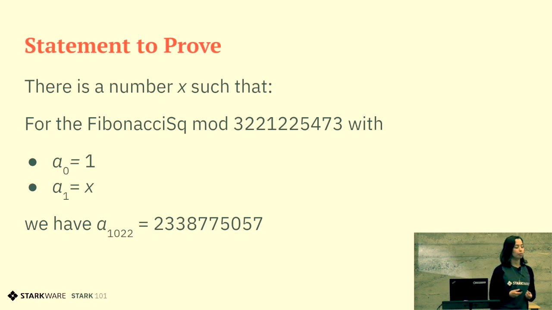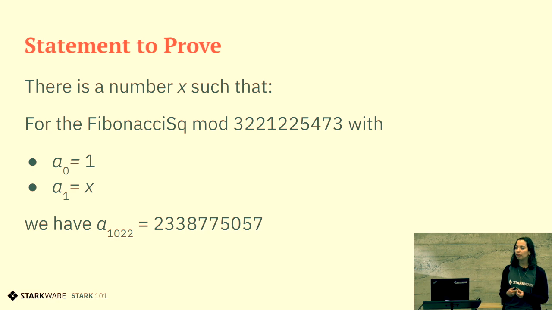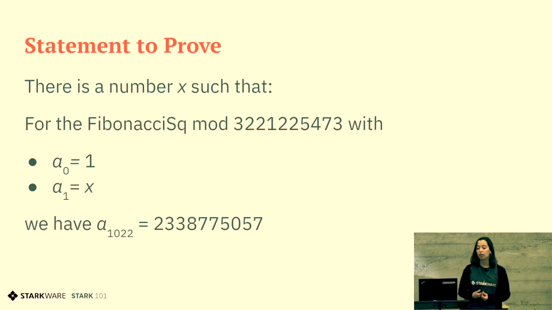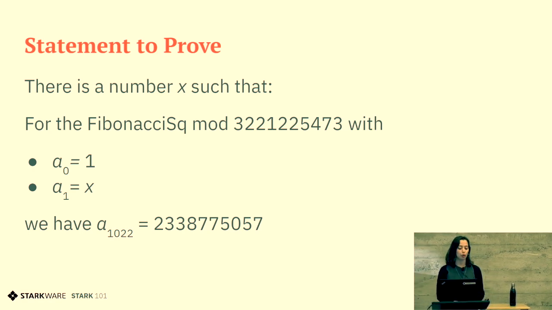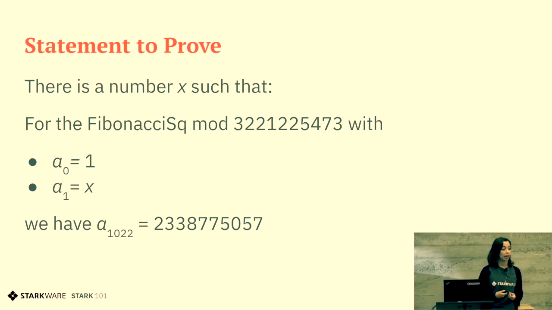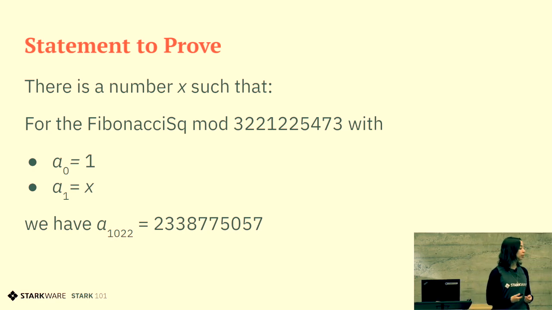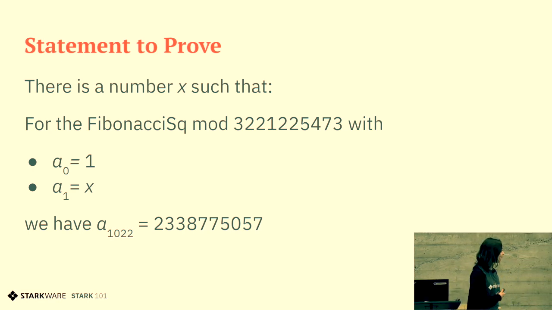Again, I'm going to repeat it because it's crucial to understand the statement in order to understand the entire day. So we are going to prove that there is a number x such that if we compute the elements of the Fibonacci square sequence modulo our prime, starting with 1 and then x, the 1023rd element is the element you see here.